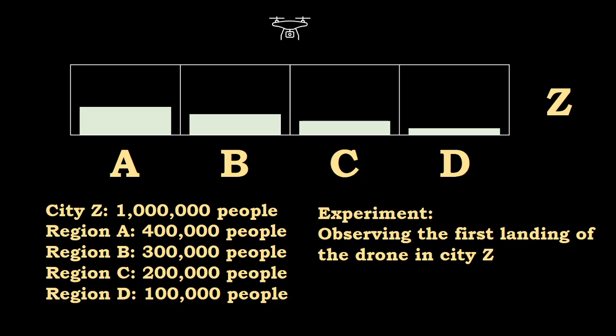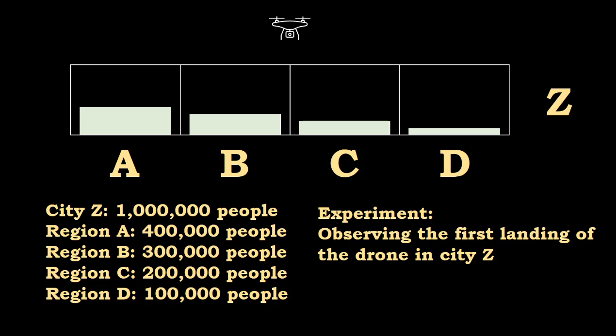So let's consider the example of a city represented here by the large rectangle called Z, and the city has 4 regions: region A, region B, region C, and region D. Now the total population of the city is 1 million. Region A has 400,000 people, region B 300,000, region C 200,000, and region D 100,000.